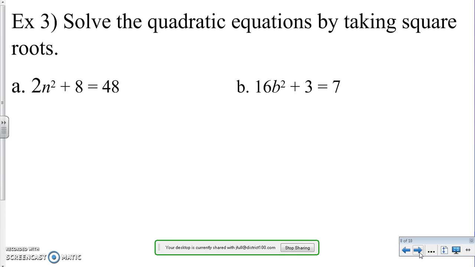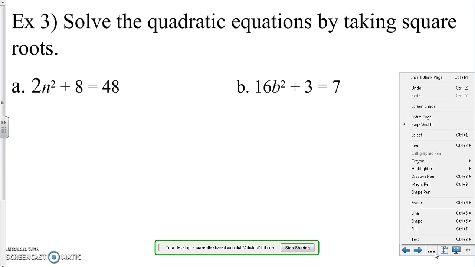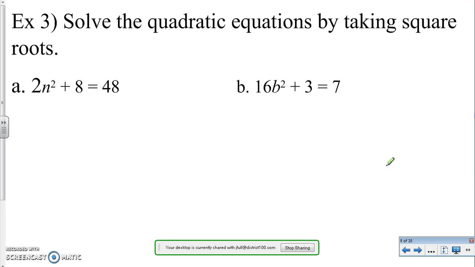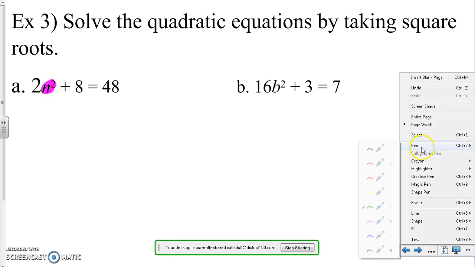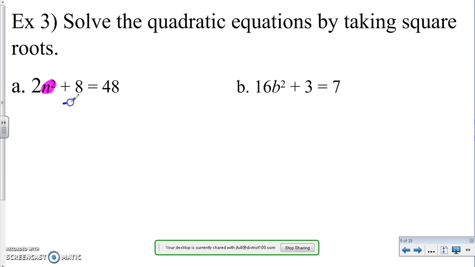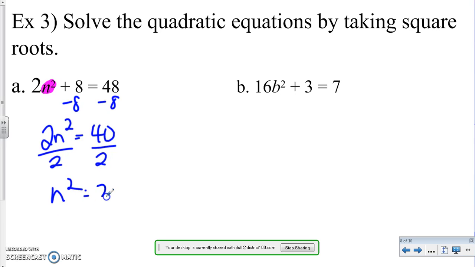Okay, next two. Same idea as the last two. We need to get that part that's being squared alone first. So we need to get rid of that plus 8 and then that 2. We're going to start with the plus 8. We're going to do minus 8 on both sides. So I have 2n squared equals 40. We're going to divide by 2 on both sides to get n squared equals 20.